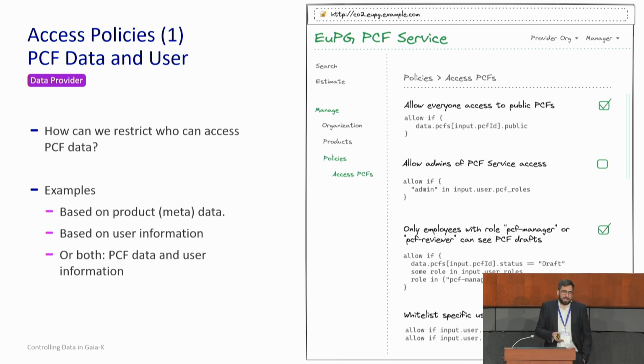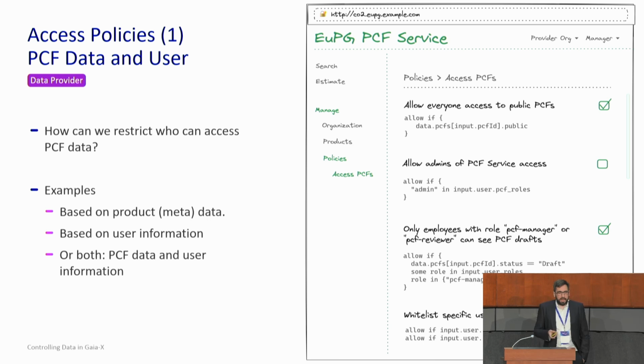Like we could give access to an admin to everything, which a data provider probably doesn't want, because why should he give access to the admin? But we can also build a bit more complicated things that are based on both. So this is the third example here. We can check, for example, if the status of this footprint is a draft, then the user needs to have either the role PCF manager or PCF reviewer, and then he can see the things.